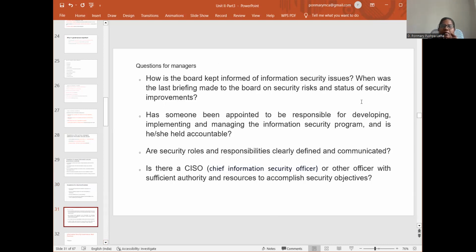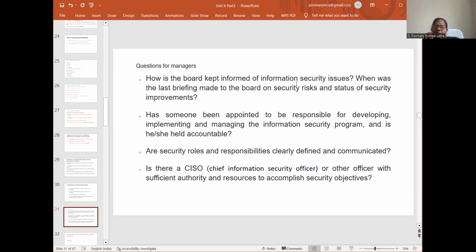There are some questions which are asked of the manager. How is the board kept informed of information security issues? Whether the board is informed about the security issues. When was the last briefing made to the board on security risk and the status of security improvement? The last time the board was informed about the security risks and what measures have been taken to improve the security.